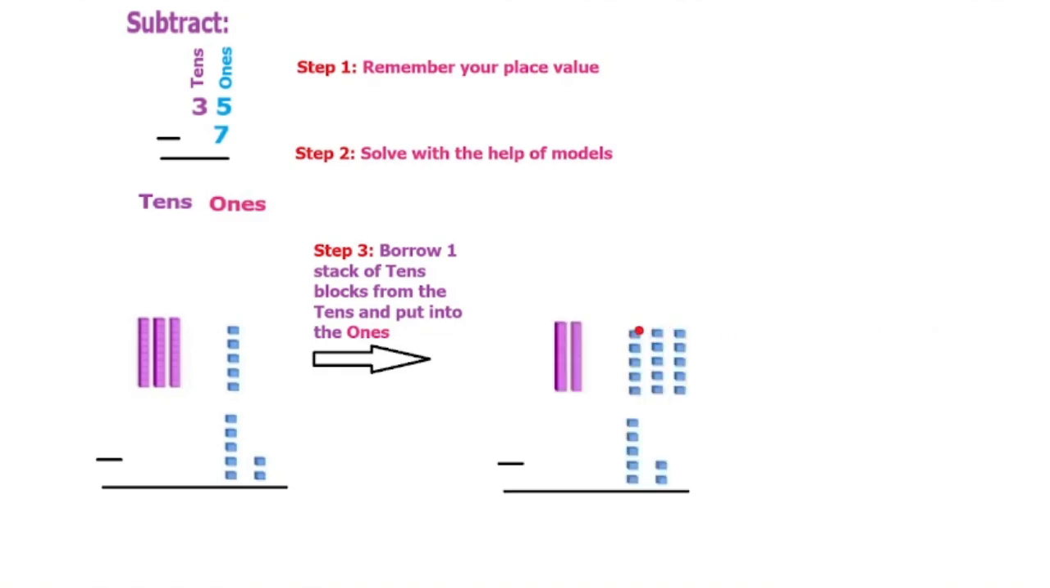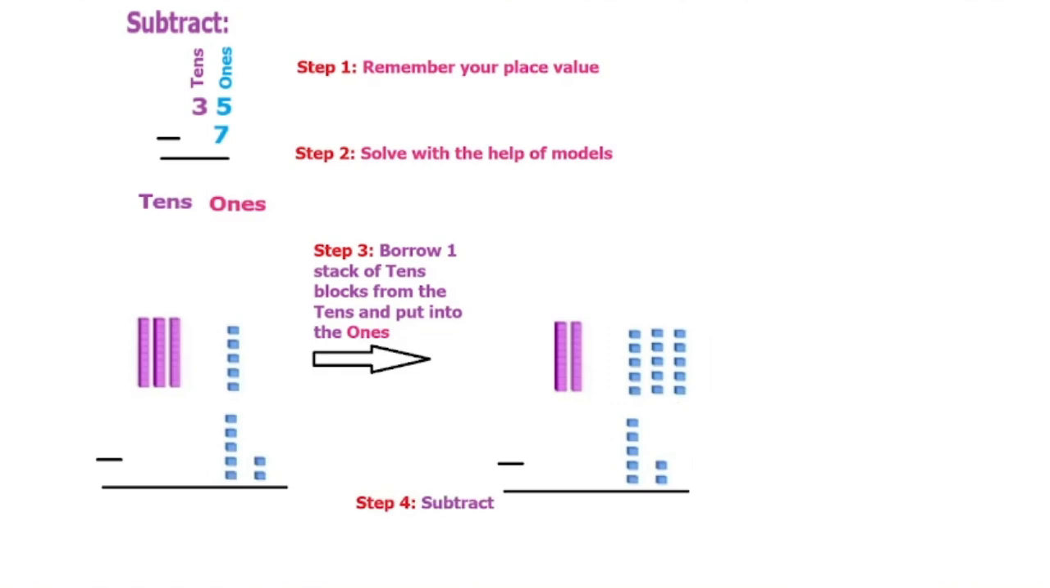So this is how it looks, right? We had the original 5. We took 10 blocks from here and we put them over here. These are the 10 now. So now this becomes 15, right? 5, 10, 15. We could subtract 15 minus 7.